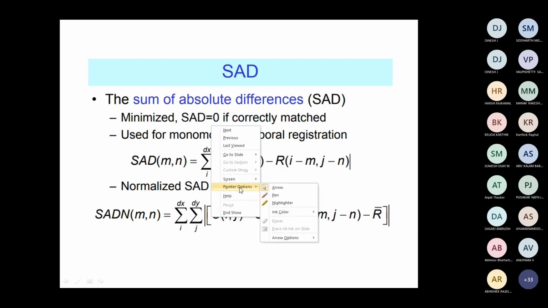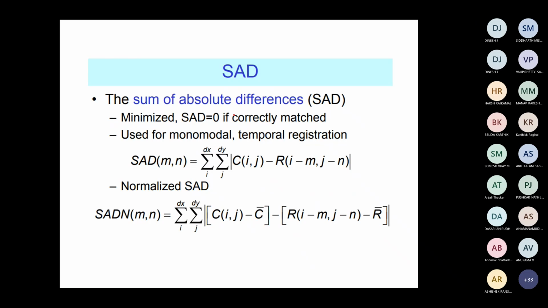Then the next similarity measure is sum of absolute differences. It will be 0 if it is correctly matched, and it is used for monomodal and temporal registration. Here you can see we are taking the absolute differences between C and R and then summing them up. This is the sum of absolute differences.